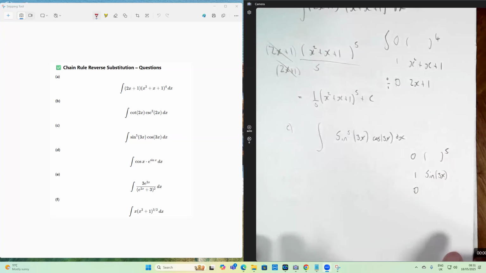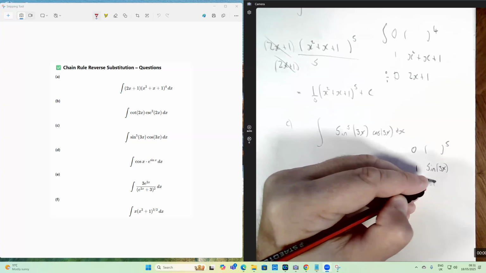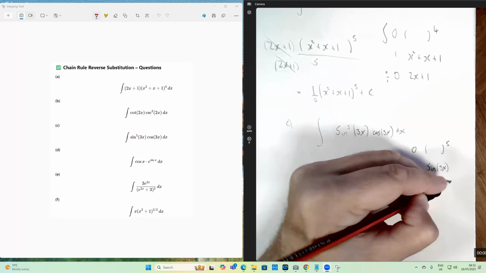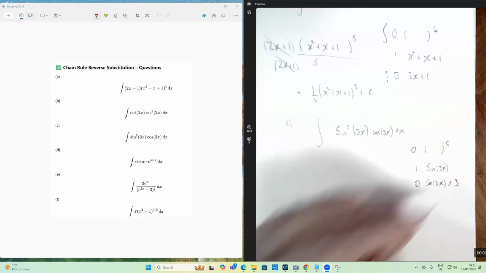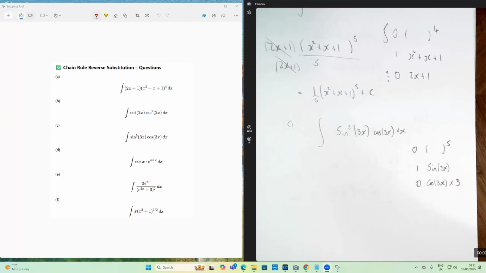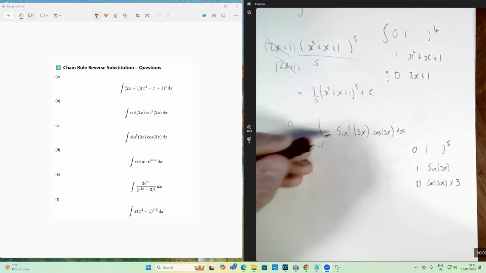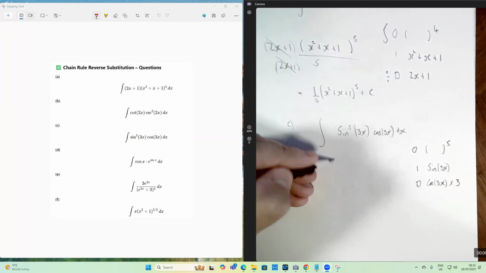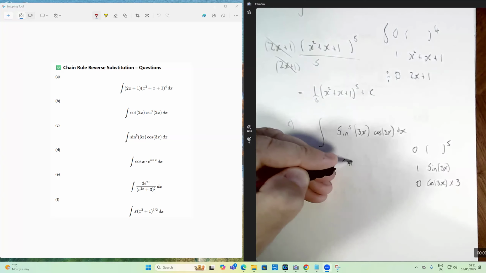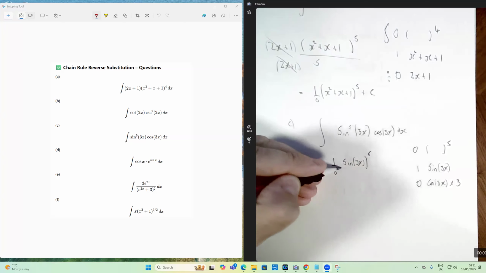The derivative of sine 3x is cos 3x. But remember, I need to use the chain rule to multiply by the derivative of the inner function, okay? So the derivative of sine 3x is actually 3 cos 3x. So I'm going to integrate the outer function, raise the power by 1 and divide by the new power. So that's going to go to 1/6 sine of 3x all to the power of 6.